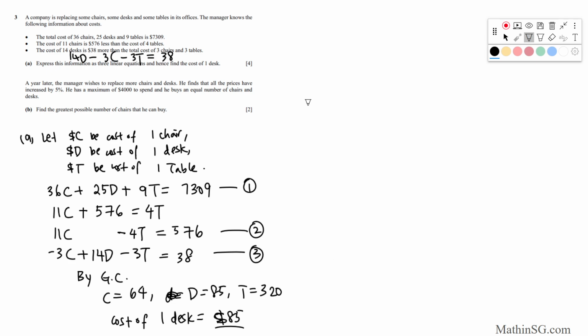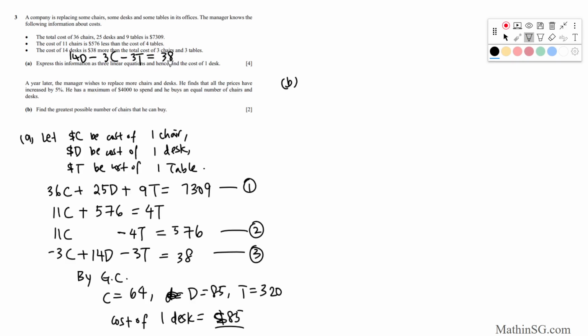Now moving on to B. A year later, the manager wishes to replace more chairs and desks. He finds that all the prices have increased by 5%. He has a maximum of $4,000 to spend and he buys an equal number of chairs and desks. Find the greatest possible number of chairs that he can buy.